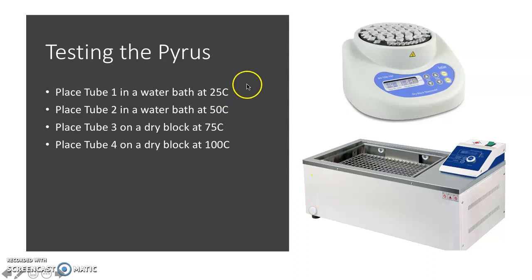So when we're testing the samples, we're going to be placing tube 1 and tube 2 in this water bath right here at 25 and 50 degrees Celsius because water baths can only go up to 60 degrees Celsius. And then tube 3 and tube 4 will be placed in this dry block at 75 and 100 degrees Celsius because dry blocks can go above 60 degrees Celsius.